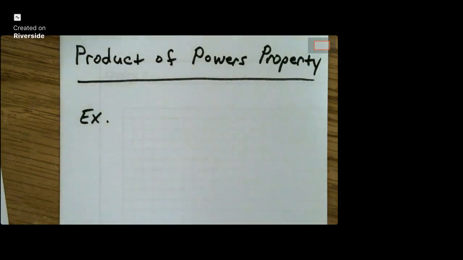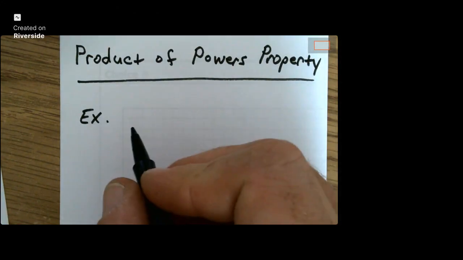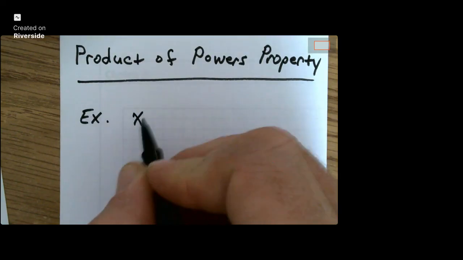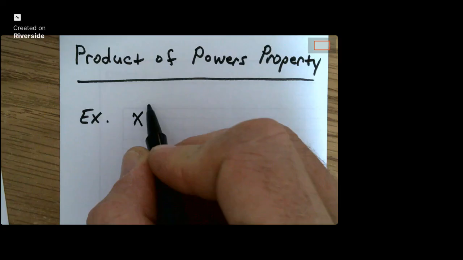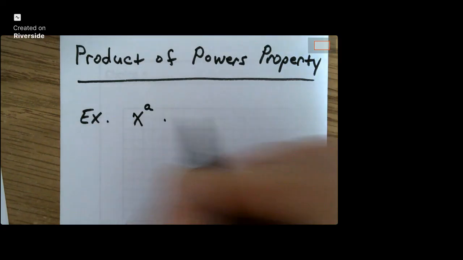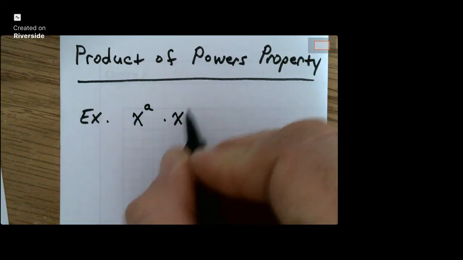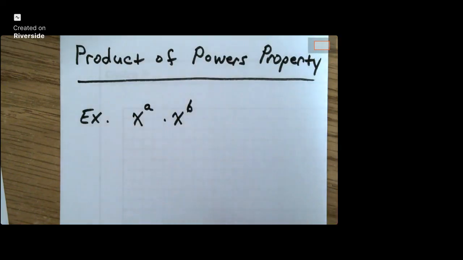All right, guys, let's look at the product of powers property. Let's start off with what this property looks like. What's the nomenclature? So here's what the product of powers property says. Let's say that we had some power x to the a times x to the b.